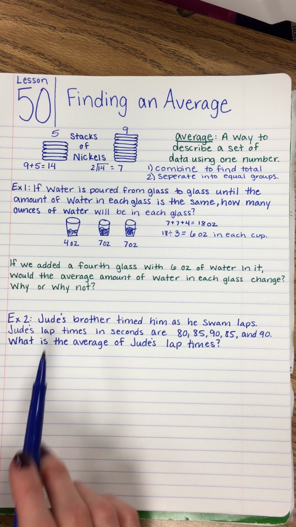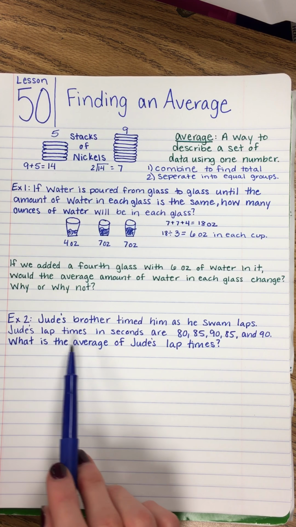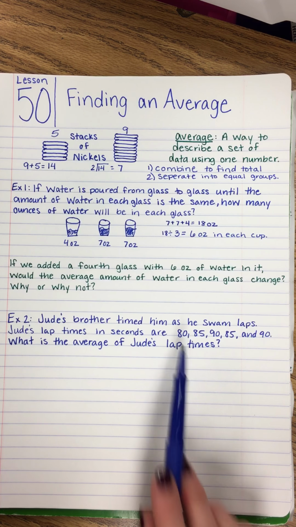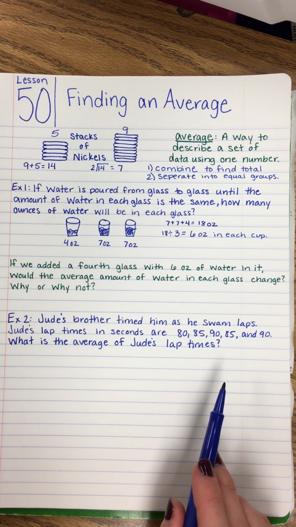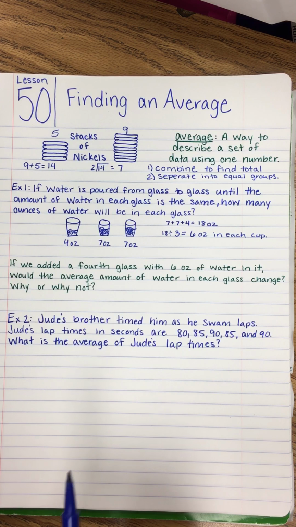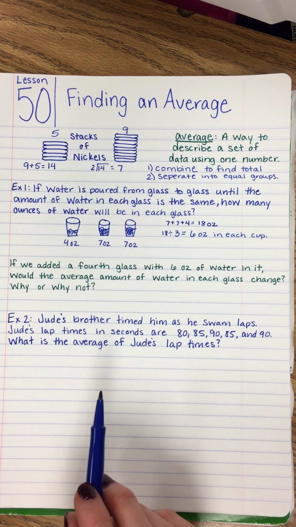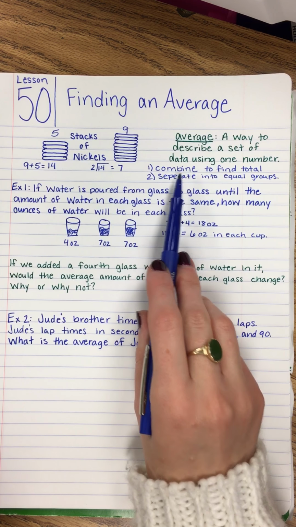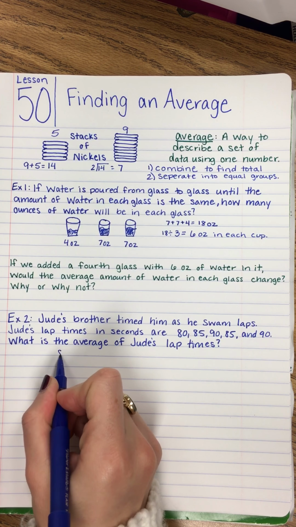Example 2. Jude's brother timed him as he swam laps. Jude's lap times in seconds are 80, 85, 90, 85, and 90. So there's a total of 1, 2, 3, 4, 5 numbers. What is the average of Jude's lap times? Finding an average takes 2 steps. The first step is to combine the total. So we have to add these numbers up.